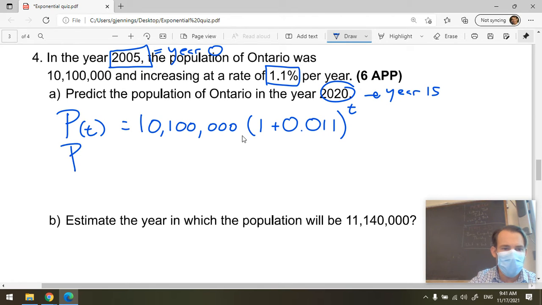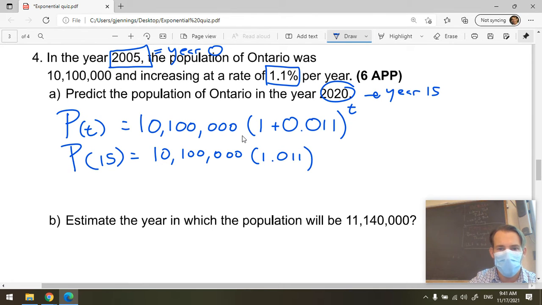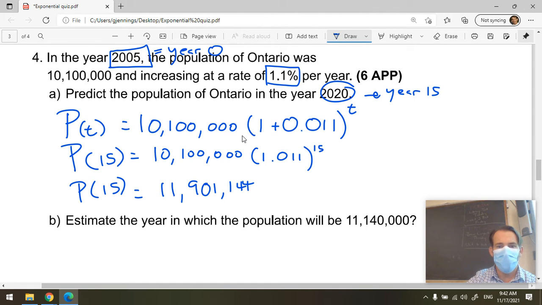So let's find P at 15, which is equal to 10,100,000 multiplied by 1.011 raised to the power 15. And then you do that and you find that your answer is, drum roll please, who's got it? Someone save me getting a calculator out. 11,901,143. 901,000? Yeah. 144. Yeah, someone's having a rough day. That's me today.